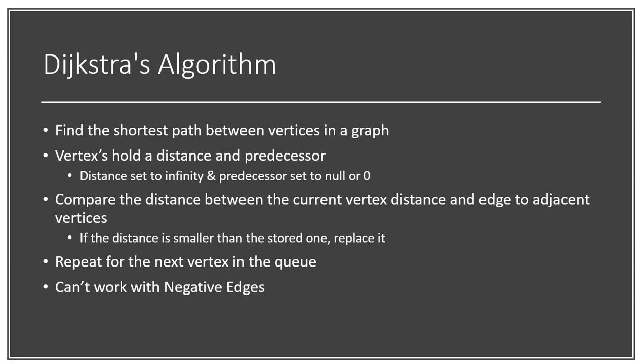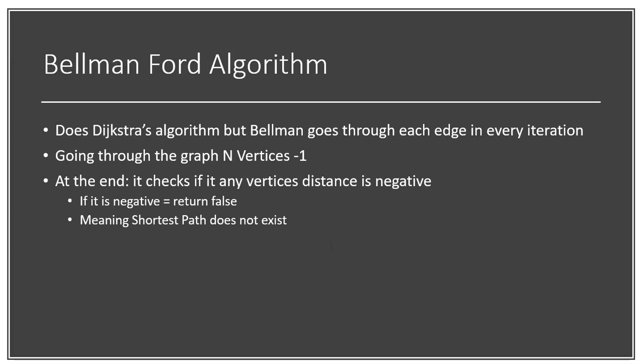Additionally, Dijkstra's algorithm cannot work with negative edges since it may result in incorrect shortest distances. Bellman-Ford's algorithm is the same as Dijkstra's in going through the graph, applying the smaller distances between vertices. The only difference is that it can work with negative edges.